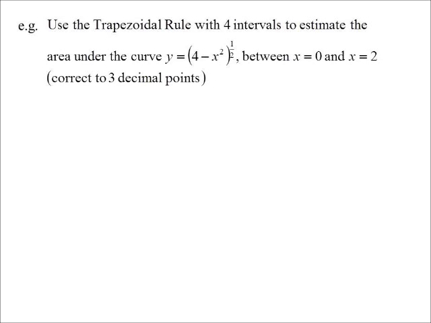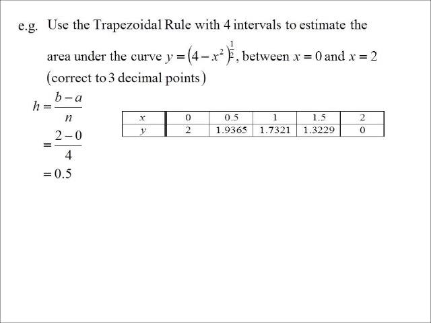So first of all, let's work out how high each of the trapeziums is going to be. So 2 minus 0. Now they've said 4 intervals or 4 trapeziums, so we'll divide by 4. So half. Each of them are going to be a half. And then just draw up a table of values. 0, half, 1, 1.5 and 2. Work out each of those function values.